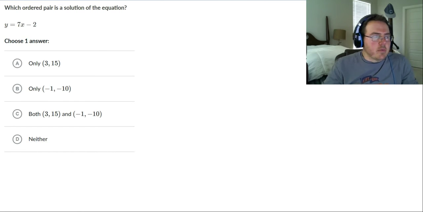So what's the first problem we're working on today? Which ordered pair is a solution to the equation? Okay, I guess the first thing we need to talk about is the definition of this word right here.